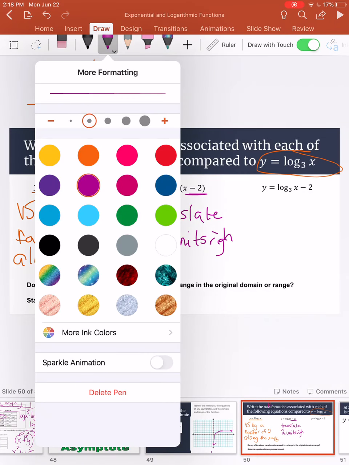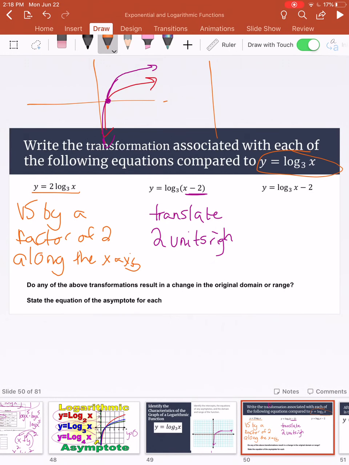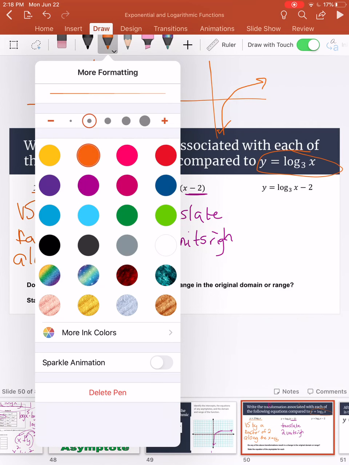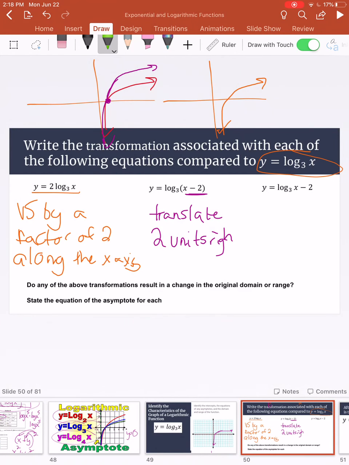So if you were to graph this, and I'll draw the original again, my new graph would look like this. So I would take that graph, and everything would be translated 2 units right. The x-intercept, all my points, including that vertical asymptote. So now my vertical asymptote would be at x equals 2.